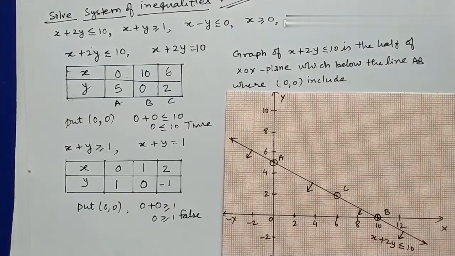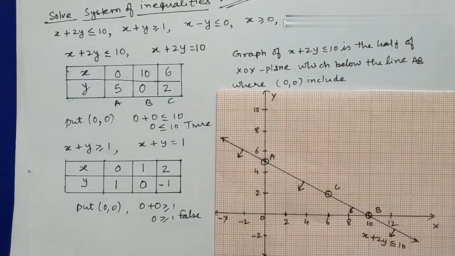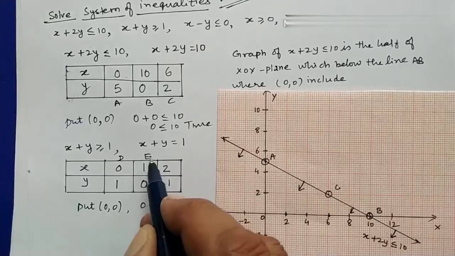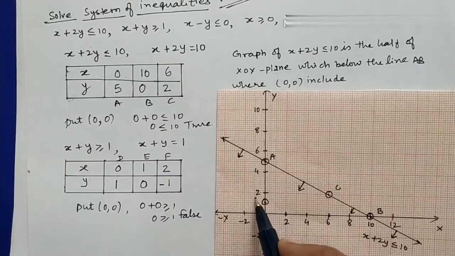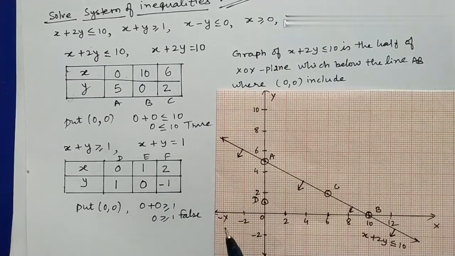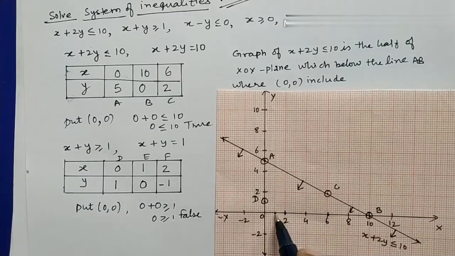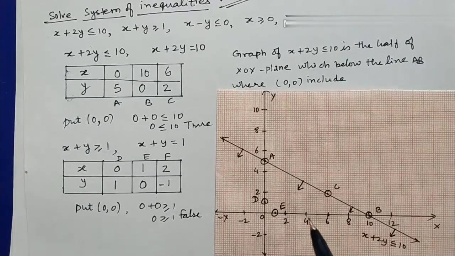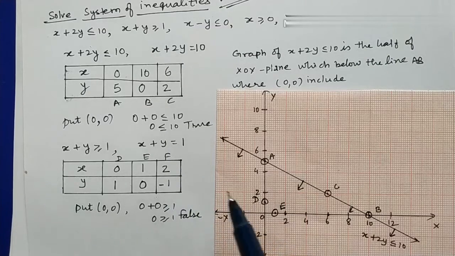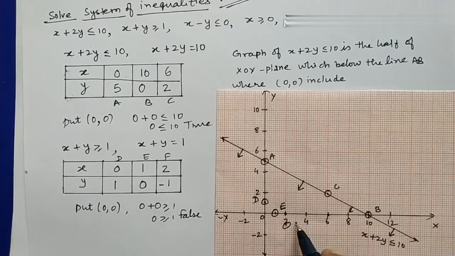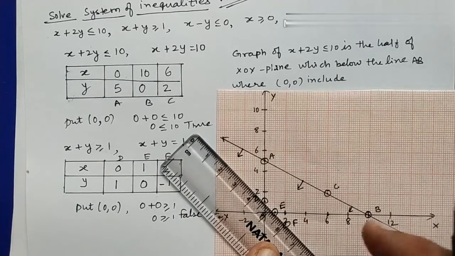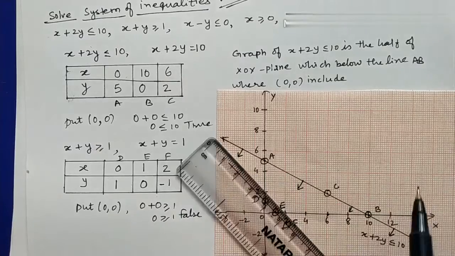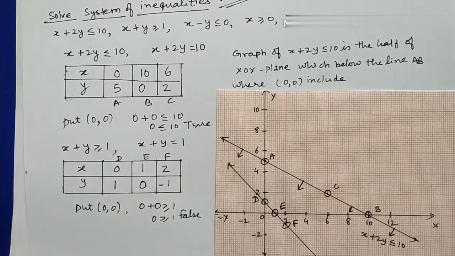Okay, for this we will first draw this line. So look here, we will mark the points D, E, F. D point is 0, 1. Next is 1, 0, x is 1 and y is 0, so this point is E. Next is F, where x is 2 and y is minus 1, so this is F. We join these and we get one line.